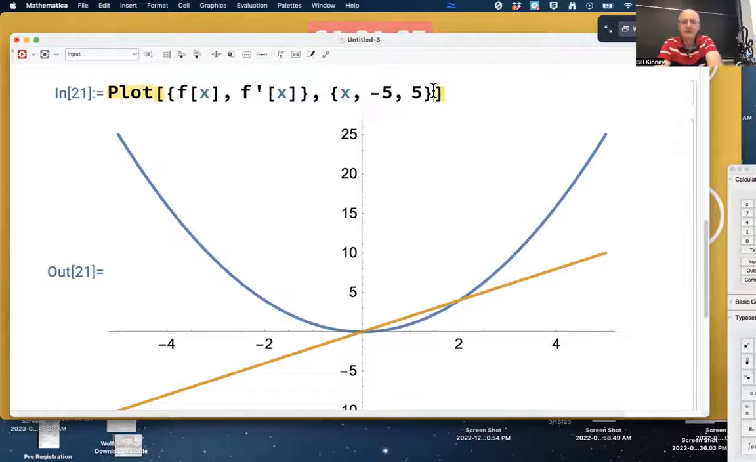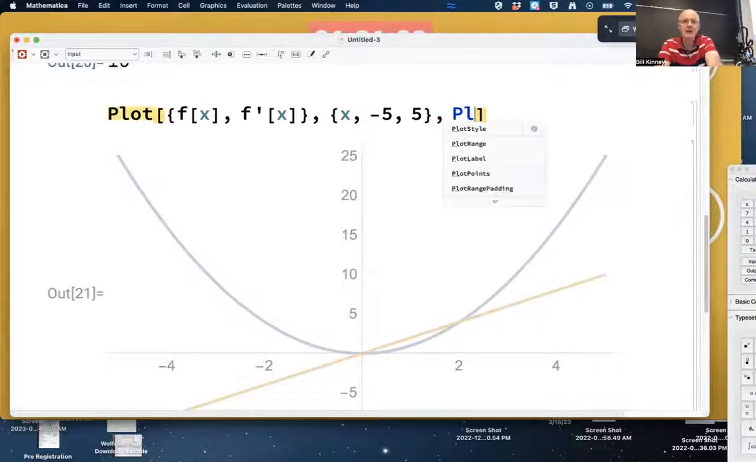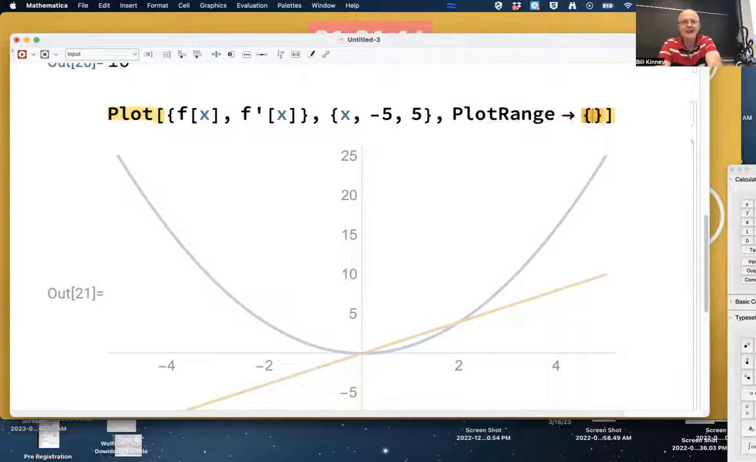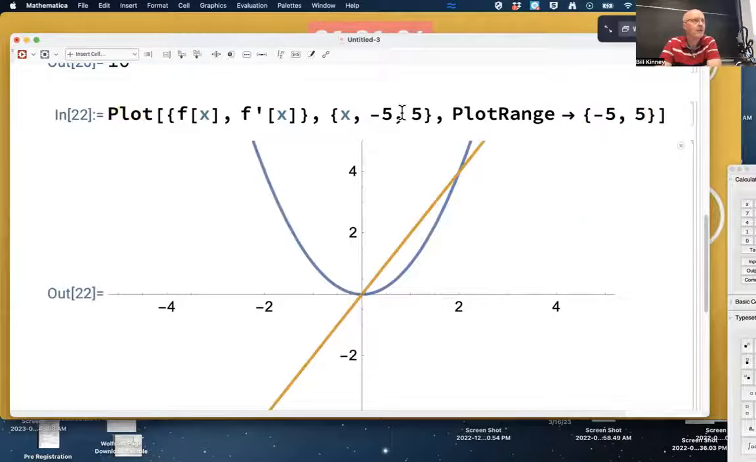But once again, if I put another comma right over here and type PlotRange with a capital P and a capital R, arrow made by a minus sign and a greater than sign, and then in curly braces, put a y min and a y max, I can change the plot range. I can, for example, go -5 to 5. There's a more typical kind of window that you would make on your calculator. Blue graph being x squared, the orange graph being 2x.